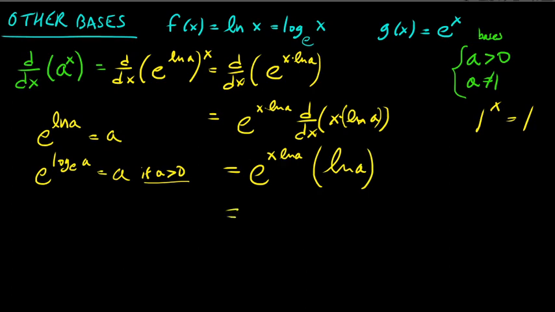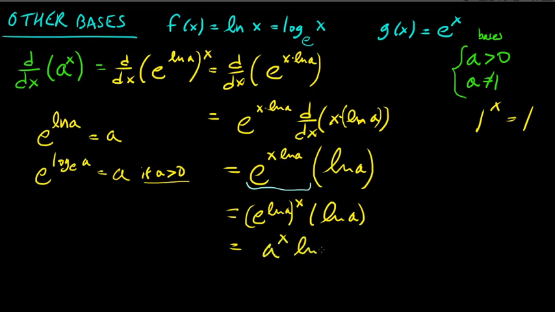And now going backwards here, this is the same thing as e to the log a to the power x, right? That's how we got this. We went from here to here, right? So you can go backwards. You can go the other way, right? And the log of a is still there, right? And remember, e to the log a is just a to the x. So there you go, right?